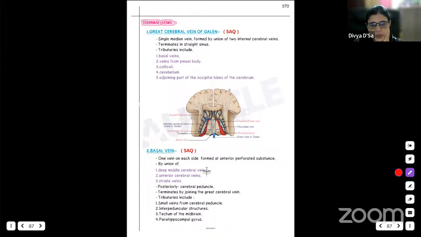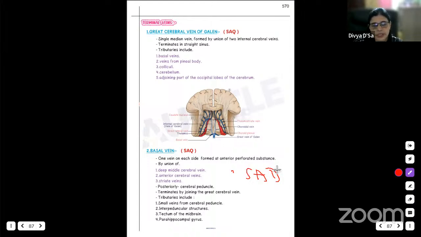Basal vein. So basal vein is again a commonly asked question. So there is one vein on each side. It is formed near the anterior perforated substance by the union of deep middle cerebral, anterior cerebral, and striate veins. So these, okay. SAD, you remember SAD, okay. So S is for striate veins, A is for anterior cerebral, and D is for deep middle cerebral. So all of them join to form the basal vein.